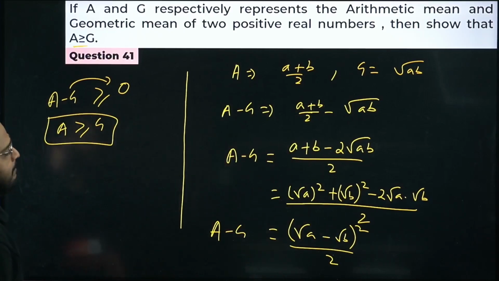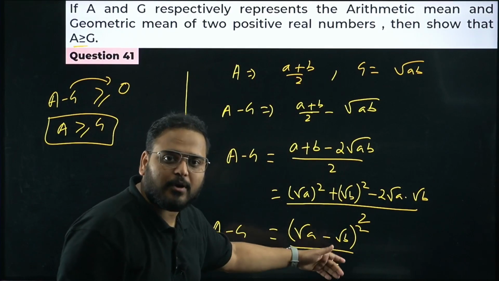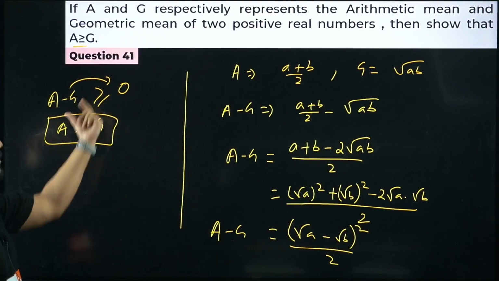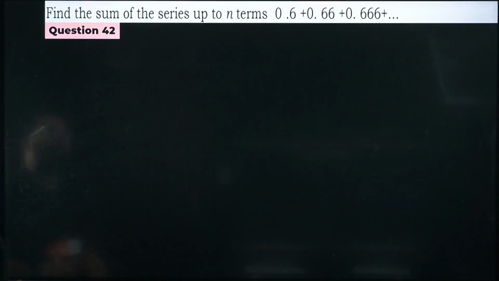Have a look. This part is a whole square, so it is either 0 or positive. That's why it is either 0 or greater than 0. Answer is done. Moving to question number 42.